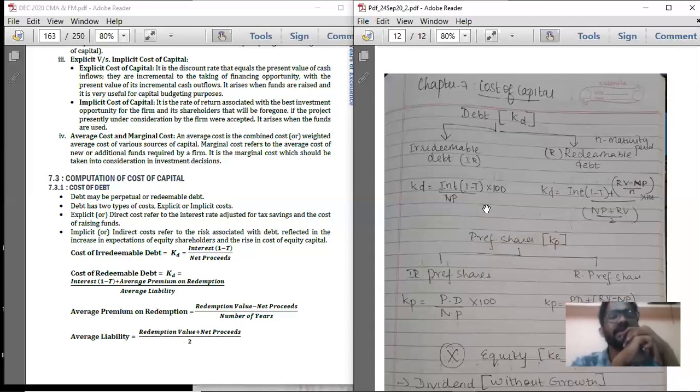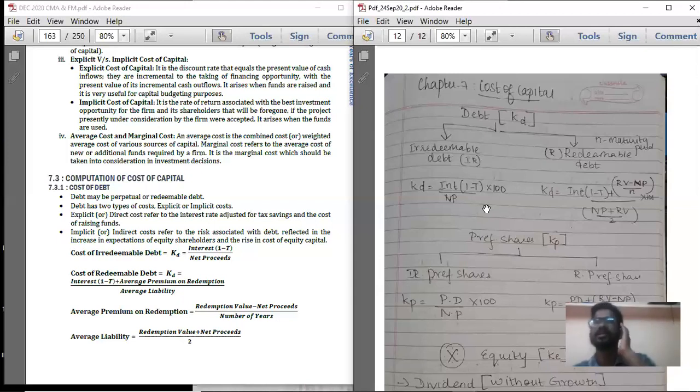So what is this irredeemable debt? You can't redeem it for lifetime. And what is the cost you are paying for those debts? Suppose you and I started a company. We are issuing debentures, and some 100 people are purchasing those debentures. Suppose 100 people each are purchasing 10 debentures, total 1,000 debentures. For every 10 debentures, you will be paying interest. So what is the cost you are paying for those debentures? Interest. So interest into 1 minus tax rate.